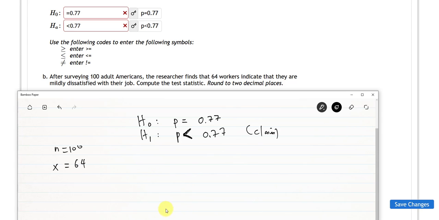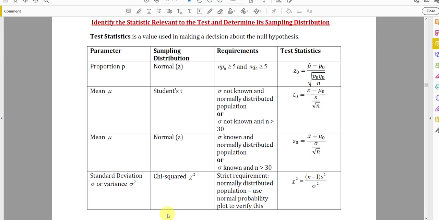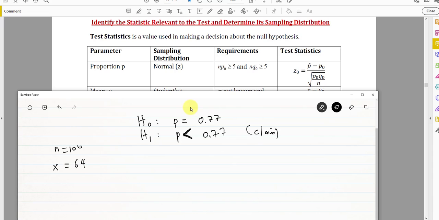This is the proportion. So go back to the parameter we are looking at here, which is the proportion p. And the sampling distribution that we are using is the normal z, and we have the requirements checked, so it is okay to use the normal z distribution. And now the test statistic follows this formula. The test statistic we are looking for is z naught, equal to p hat minus p naught, over the square root of p naught times q naught over n.